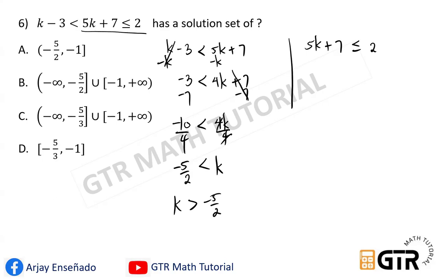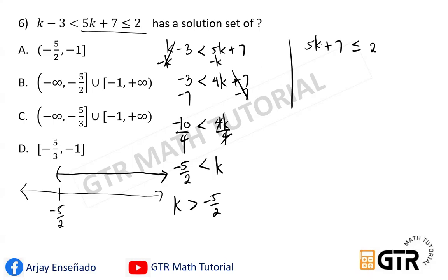So on the number line, we have negative 5 over 2. Let's say negative 5 over 2 is here. We have k is greater than negative 5 over 2, so it points to the right side. And there's no equal sign here. Therefore, negative 5 over 2 is not included in the solution. So this is the solution set for this part.